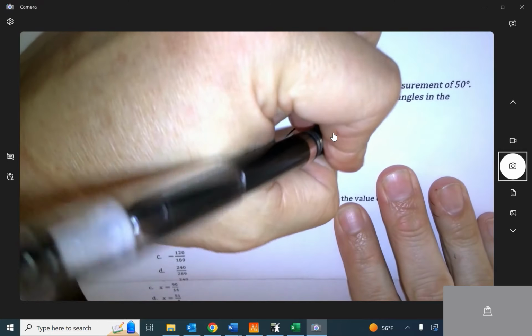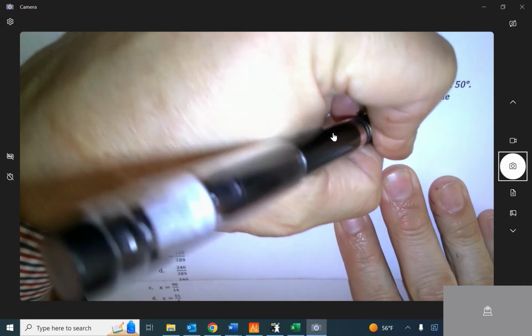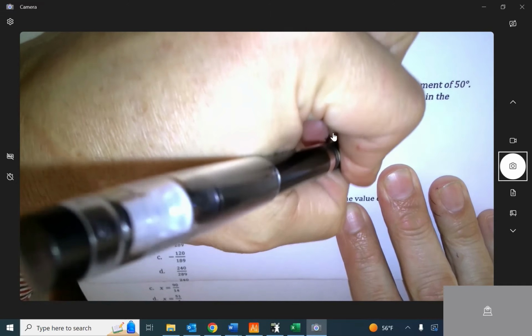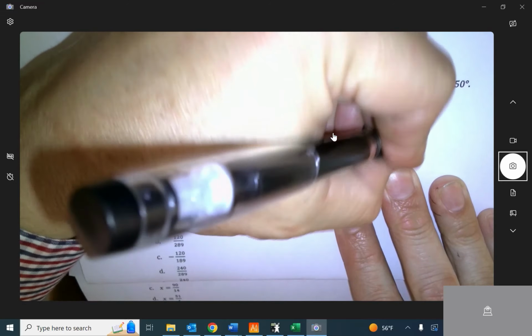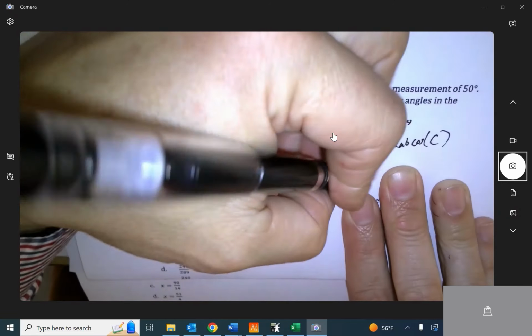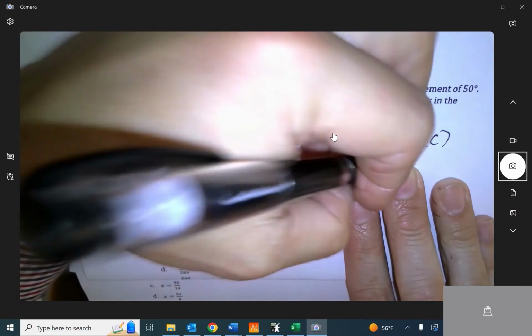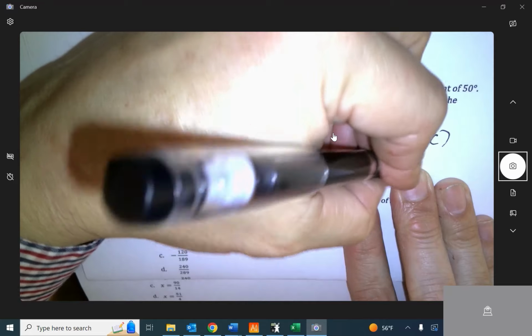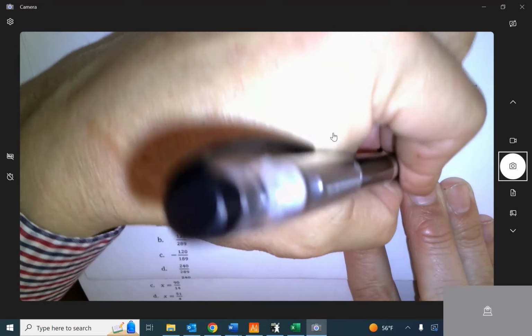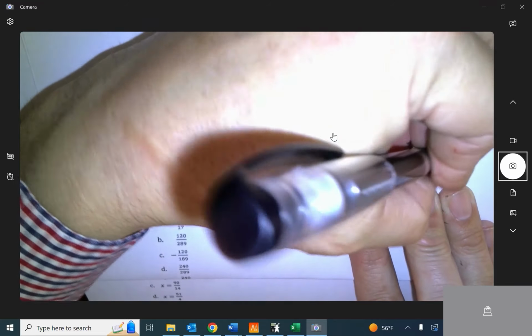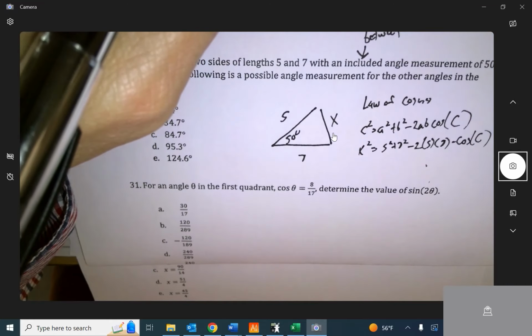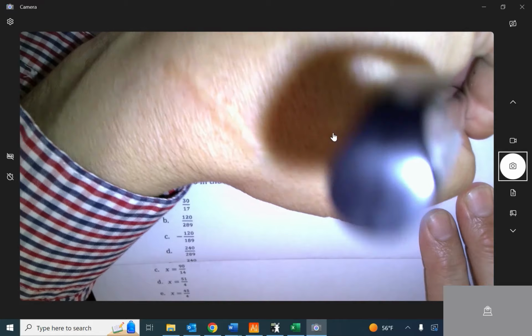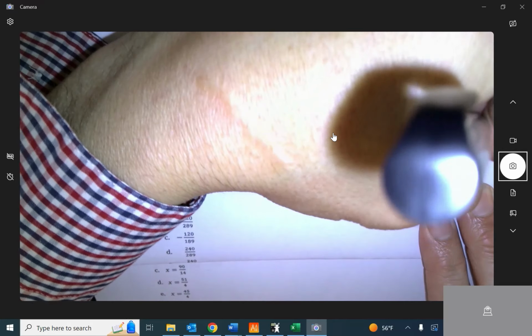I believe you're going to do law of cosines, which says c squared is a squared plus b squared minus 2ab cosine of angle C. And I don't know what c squared is, so it's x squared. 5 squared plus 7 squared minus 2 times 5 times 7 times the cosine of angle C. Oh, which by the way is 50 degrees. And it is a degree.